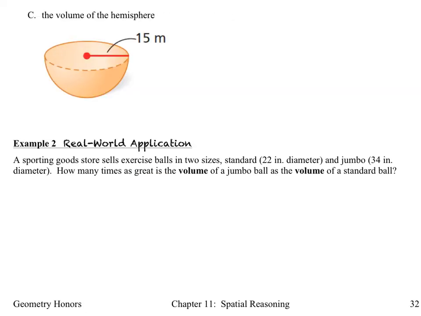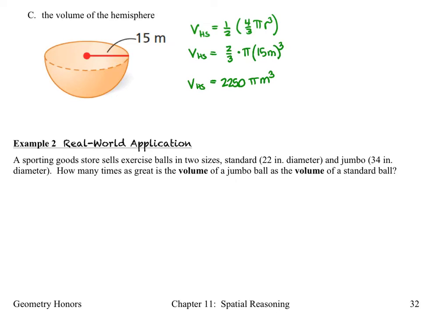In part C, we're finding the volume of the hemisphere, which is going to be half the volume of a sphere. Next, we're going to substitute in the radius. And we were asked to leave our answer in terms of pi, so that is what we're going to do.